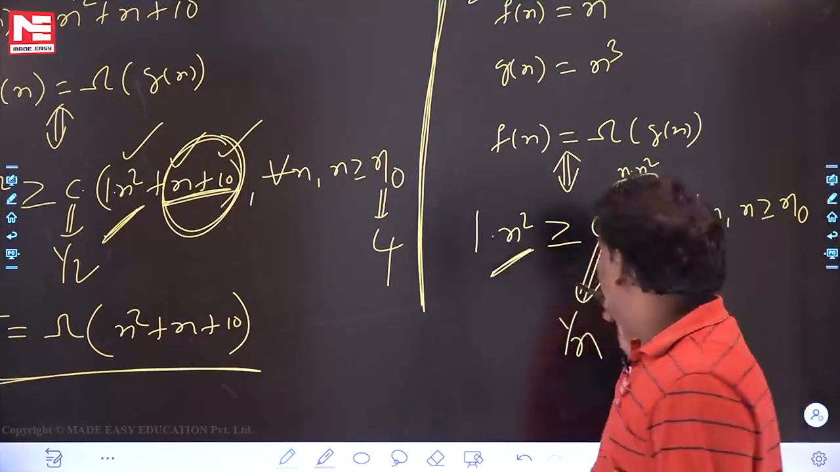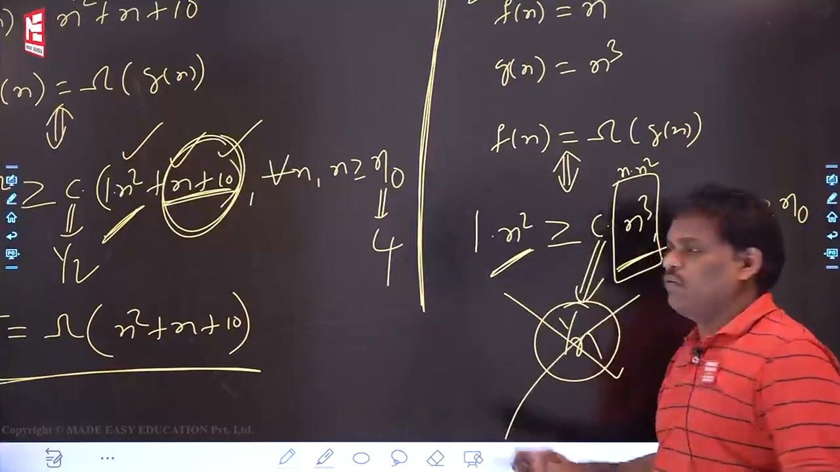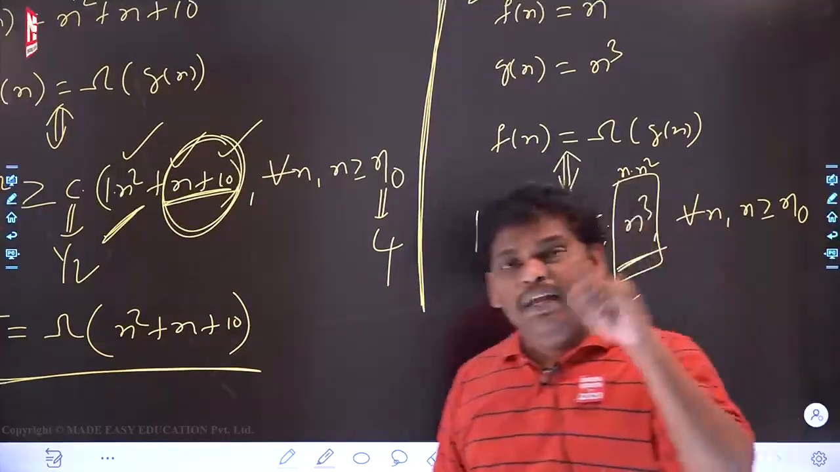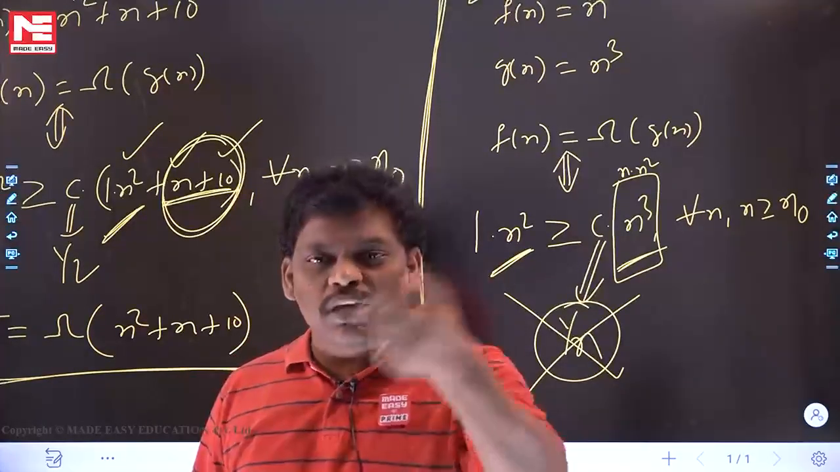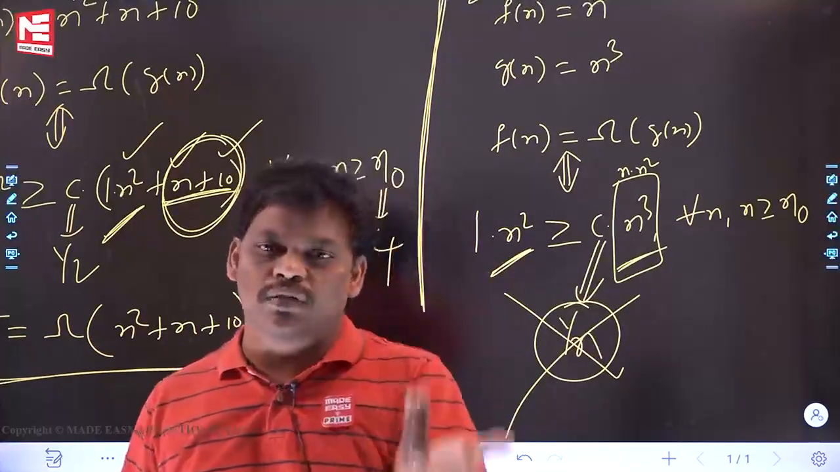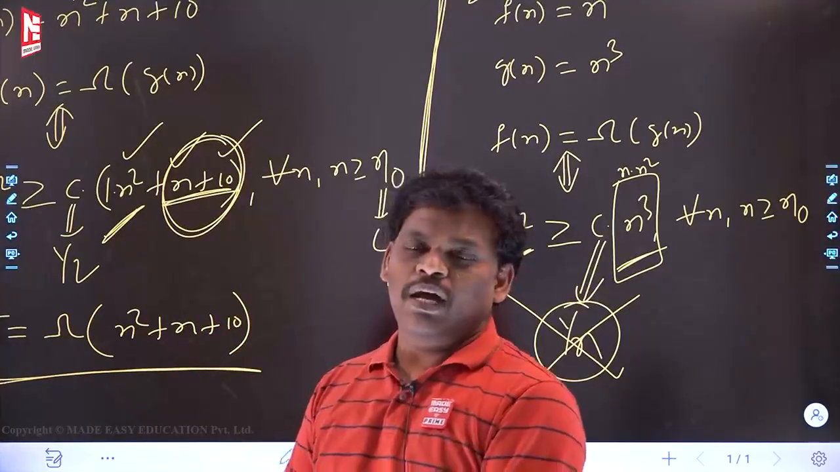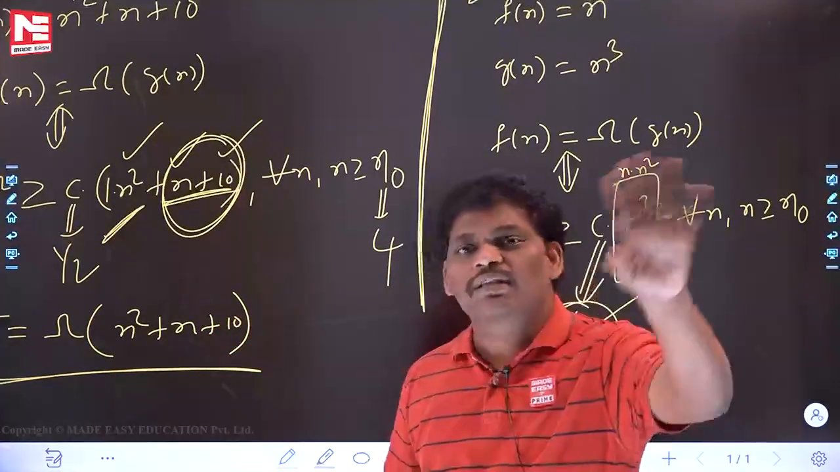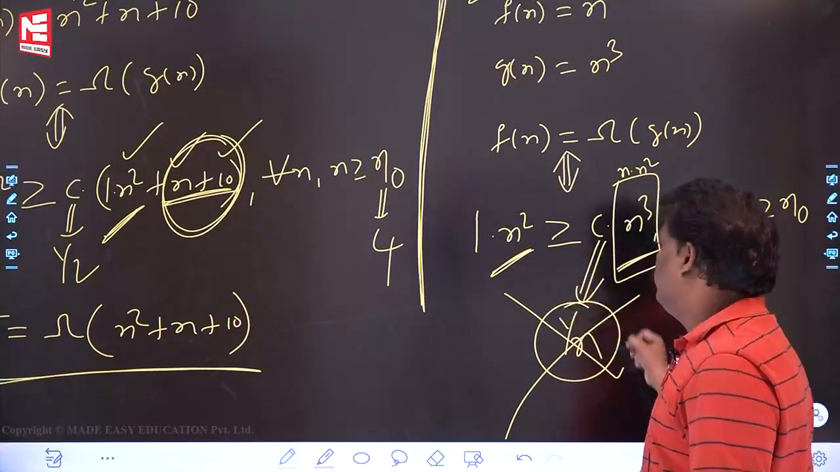But the problem is what? You have taken C value 1 by n, which is a function, which is not allowed. 1 by n changes, value will change. What is the meaning of function? It keeps on changing. N changes, value will change, then it is a function. Constant means always the same. You take anything, always the same. But here it is a function. N changes, value will change.